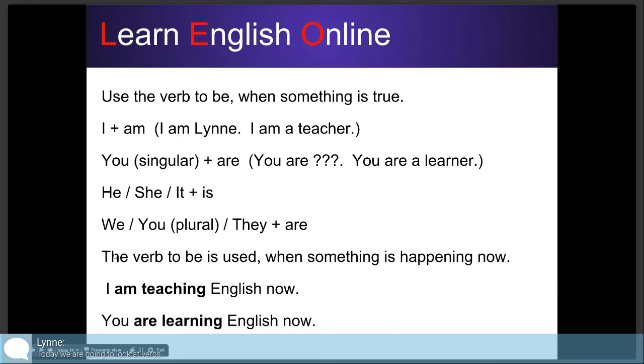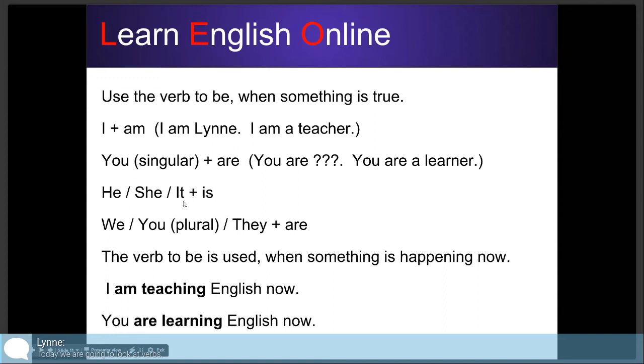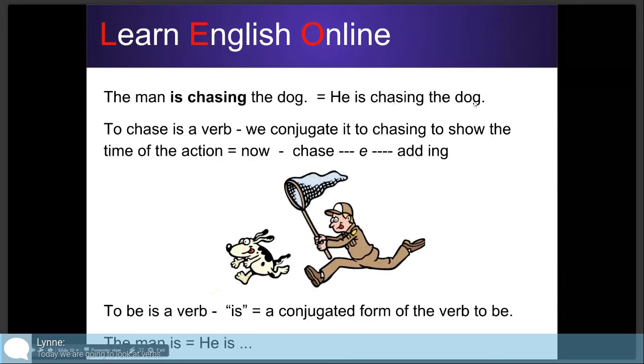I'm Lynn. I'm teaching English. You're a student. You're a learner. You're learning English. Okay? Okay. The man is chasing the dog. So we've got the man, the person, is. Because it's he is chasing the dog. Remember? He, she, it is. The man here is he. He's chasing the dog. Remember, to chase is a verb.